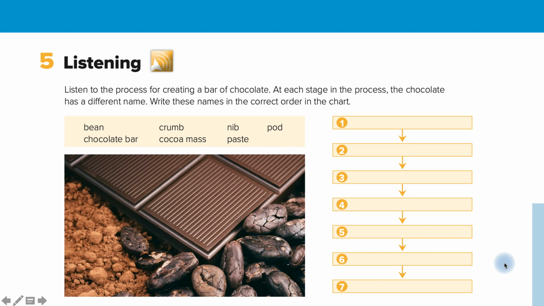5. Listening. Listen to the process for creating a bar of chocolate. At each stage in the process, the chocolate has a different name. Write these names in the correct order in the chart.